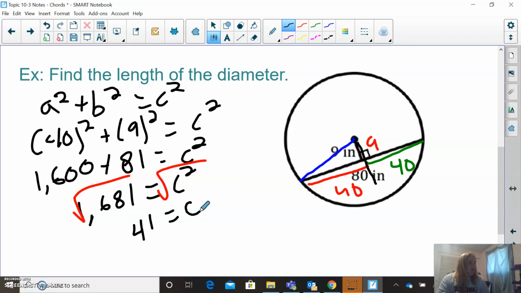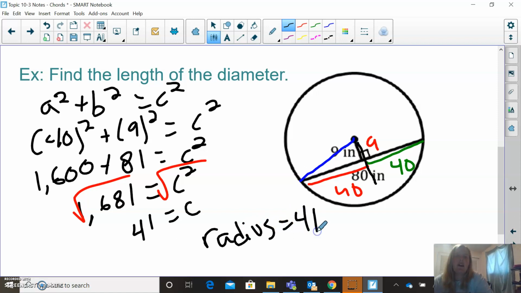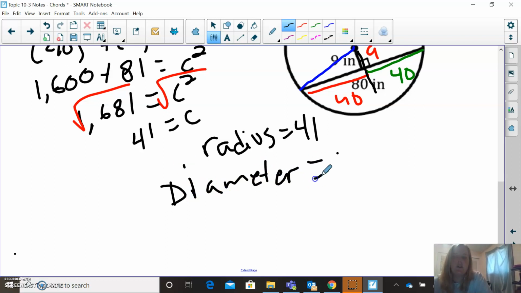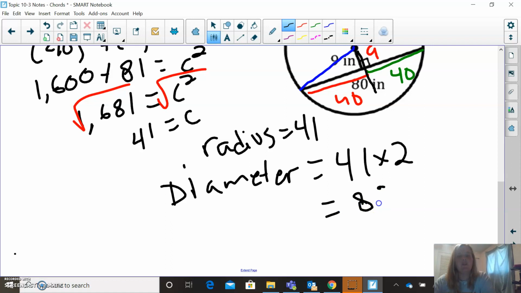So we know that the radius is 41. So our radius is equal to 41. To find the diameter, we're going to multiply that by 2. So diameter is equal to 41 times 2. And 41 times 2 is 82. So it's 82 inches, the diameter.